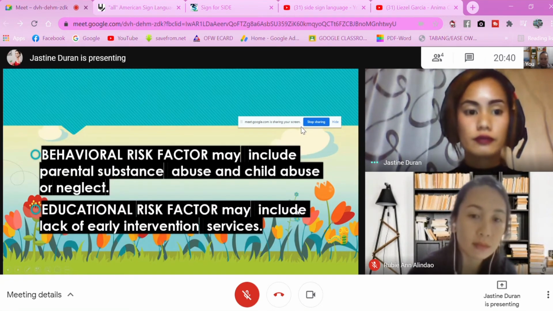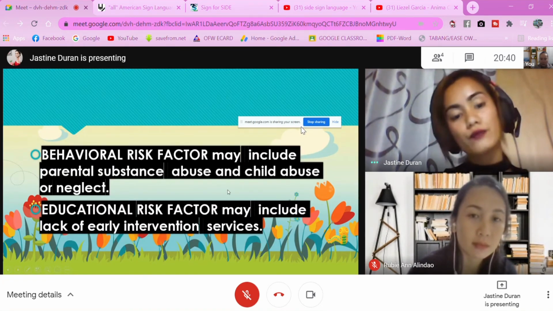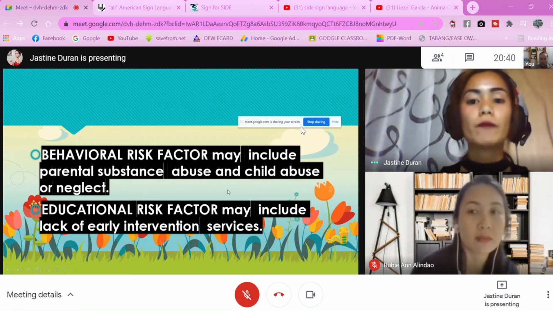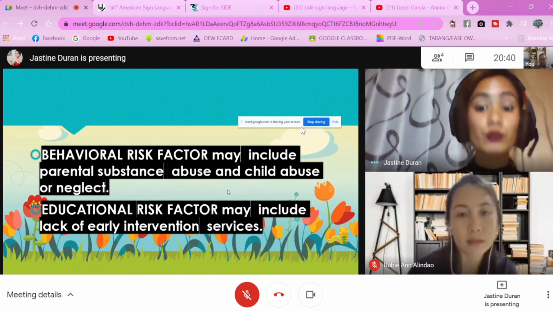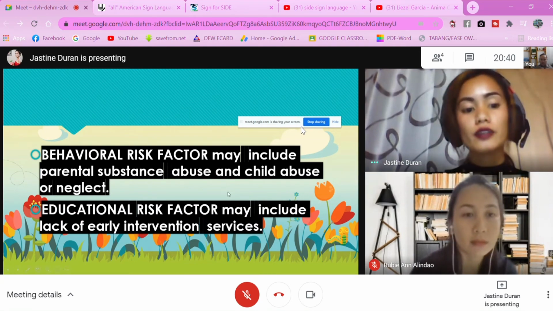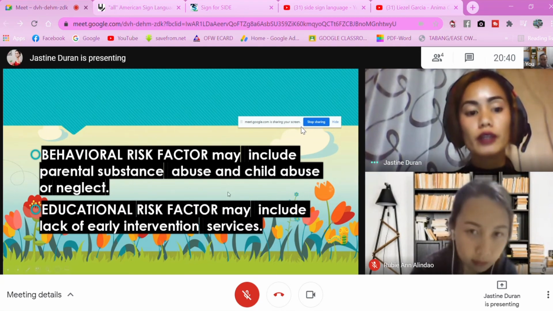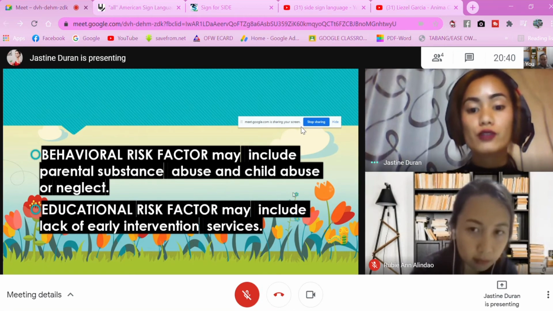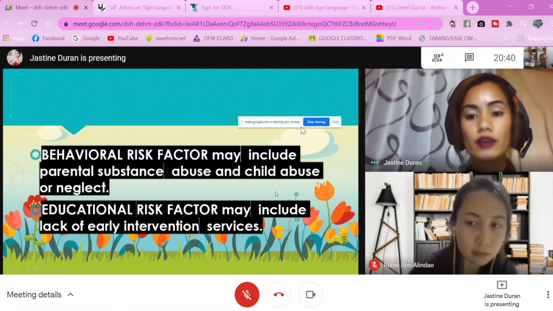Next. And we also have behavioral risk factor may include parental substance abuse and child abuse or neglect. And educational risk factor may include lack of early intervention services. That's why intervention is very important.